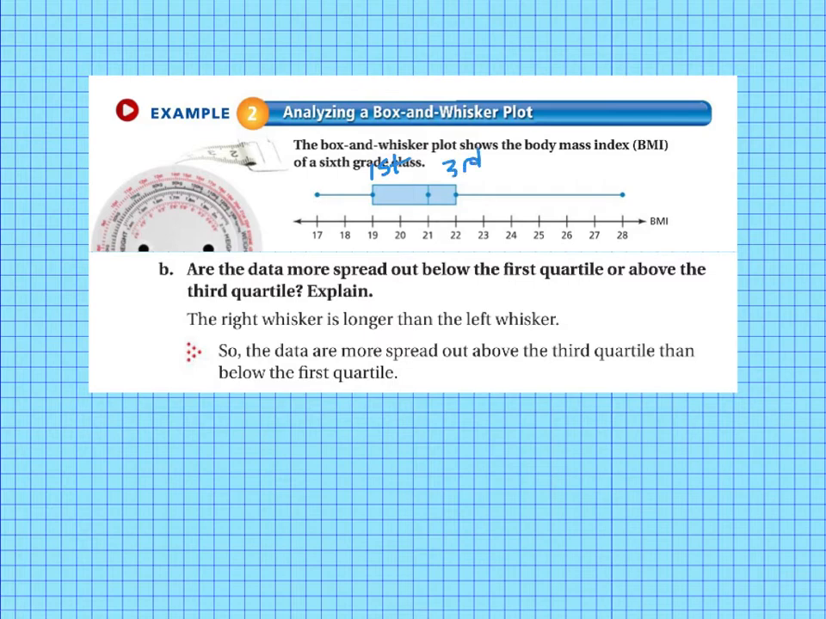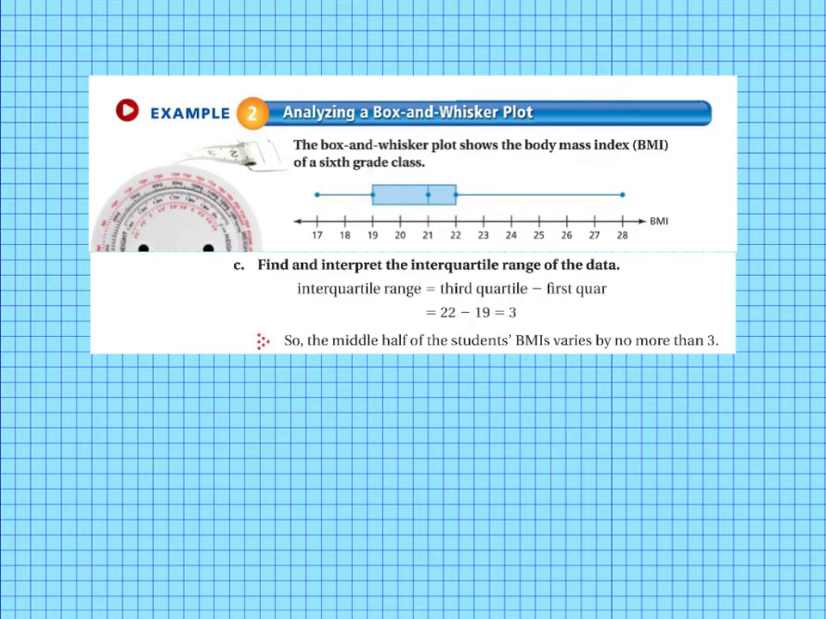So the question asks, where are they more spread out? Well, you can see they're more crunched up here and more spread out here. So the right whisker is longer than the left whisker, so the data are more spread out above the third quartile than below the first quartile.